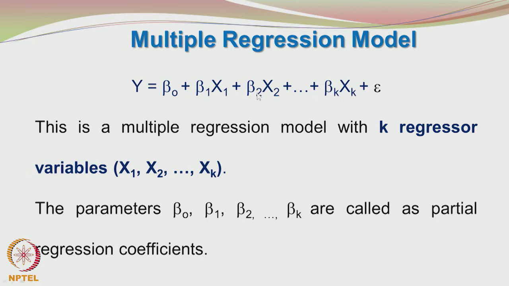In addition to these, we also have the intercept, which is beta naught. So, we have k plus 1 unknown parameters we want to estimate. In some places, we may refer to this k plus 1 as p.